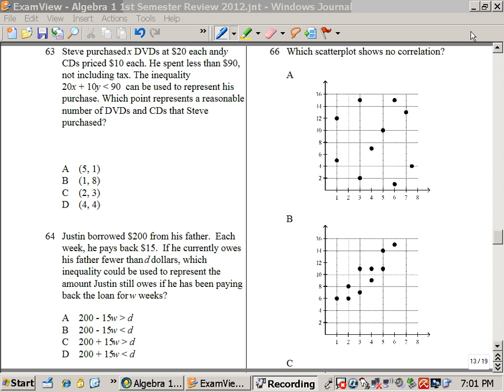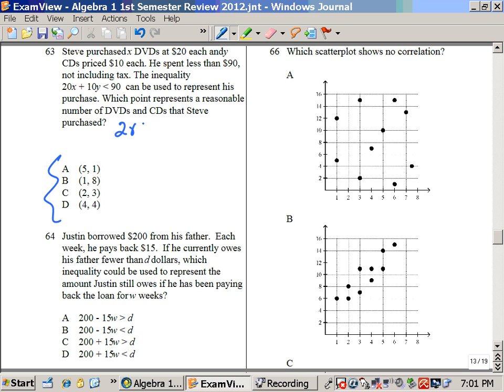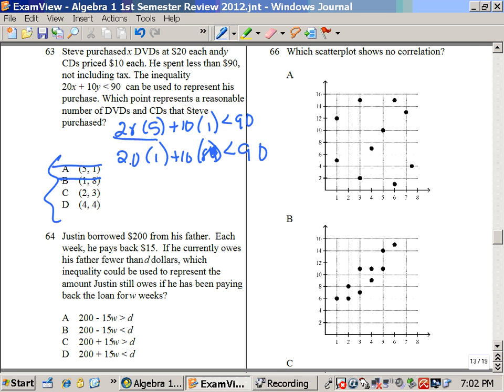On number 63, I have an equation, and I have to figure out which of these points are reasonable. Reasonable means that it's less than 90 when you plug them in. Let's try each one and see what happens. So 20 times 5 plus 10 times 1 has to be less than 90. Well, 20 times 5 is 100, so that's not going to be less than 90. Now let's try B. 20 times 1 plus 10 times 8 has to be less than 90. Well, 10 times 8 is 80 plus 20 is 100. That's not less than 90, so B is not right.